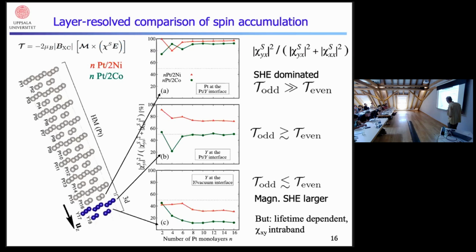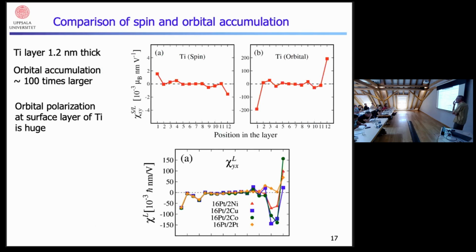to the platinum top layer next to the interface, the torque is dominated by the spin Hall effect. In the next layer here, nickel or cobalt, they are about the same size. If you then go to the top layer here, then the magnetic spin Hall effect actually starts to become larger. But I have to say, this is for a certain lifetime, so it can depend on that, but it is important to also take the effect of the magnetic spin Hall effect into account.